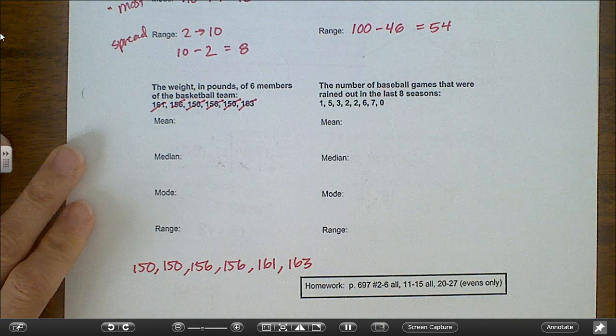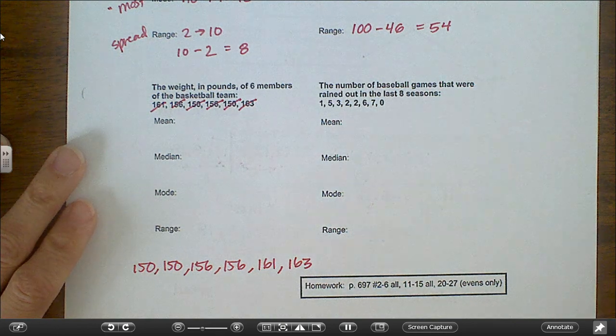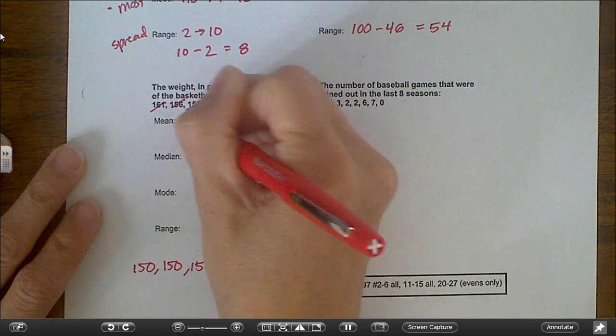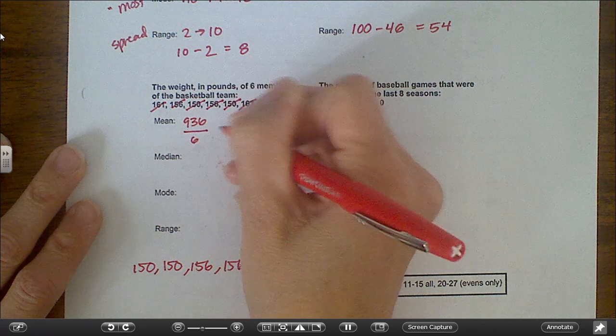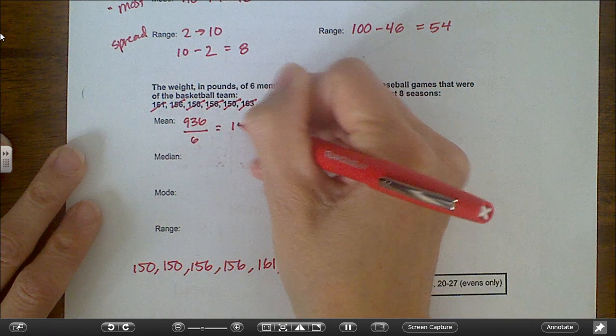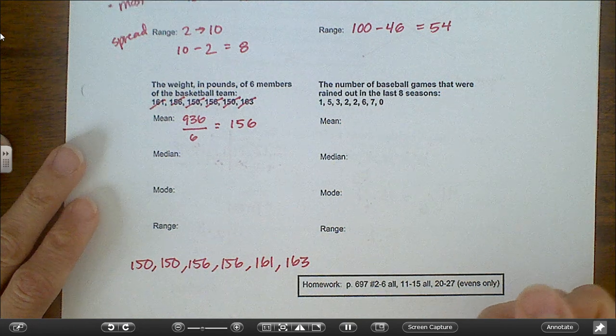My mean, I'm going to add all those up. When you add 150 plus 150 plus 156 plus 156 plus 161 plus 163, you get 936 divided by the amount of data points, which is 6. In this one, I actually do get a whole number, which is lovely. So my mean is 156.